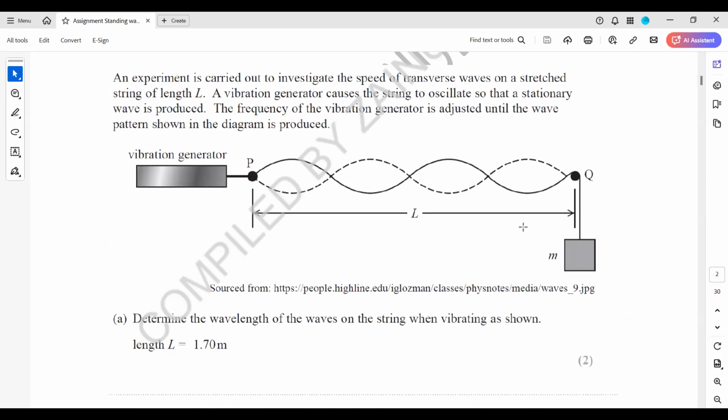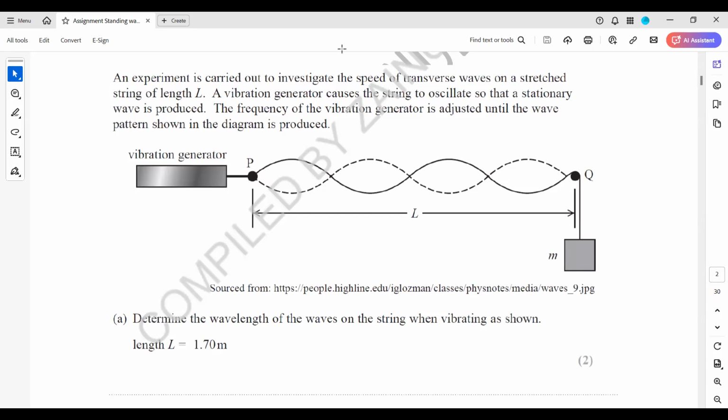An experiment is carried out to investigate the speed of a transverse wave on a stretched string of length L. A vibrating generator causes the string to oscillate so that a stationary wave is produced. Look at how this stationary wave is produced.